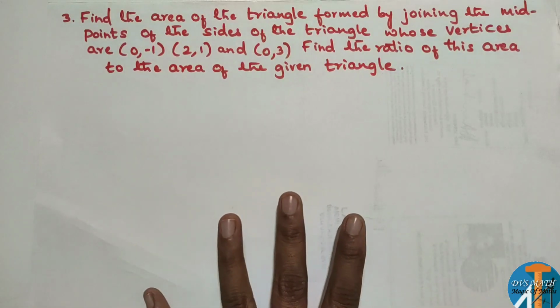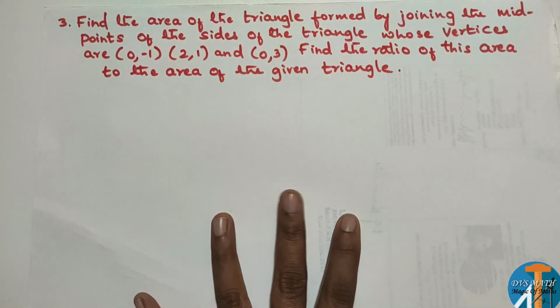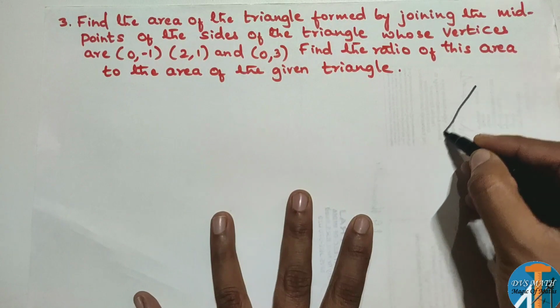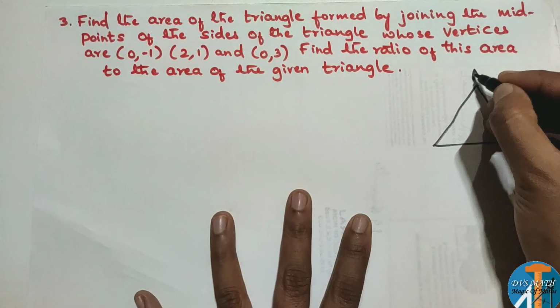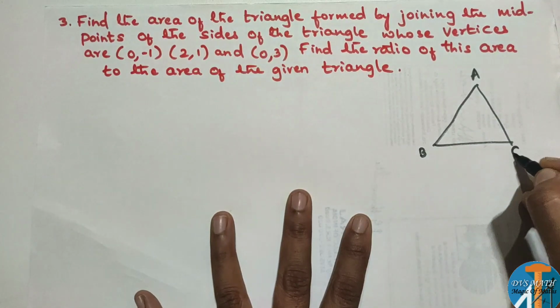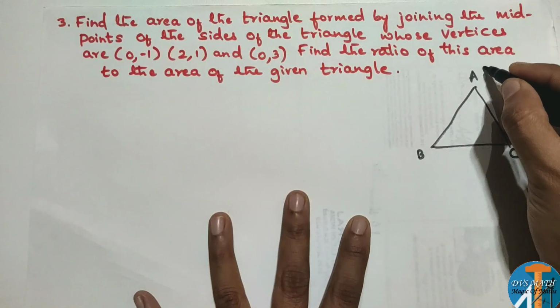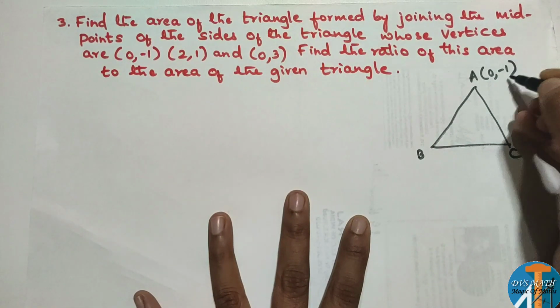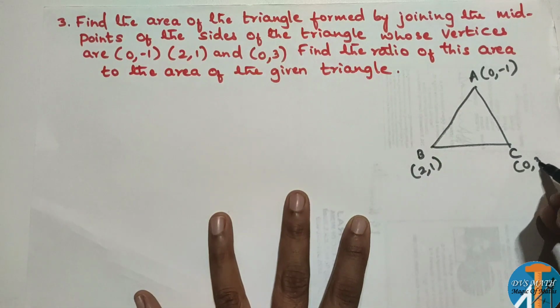Find the area of triangle formed by joining the midpoints of the sides of a triangle. So we have to consider a triangle. Let us consider it as A, B and C. So they have given the vertices. What is A vertices? 0, minus 1. What is B vertices? 2 comma 1. What is the third? 0 comma 3.